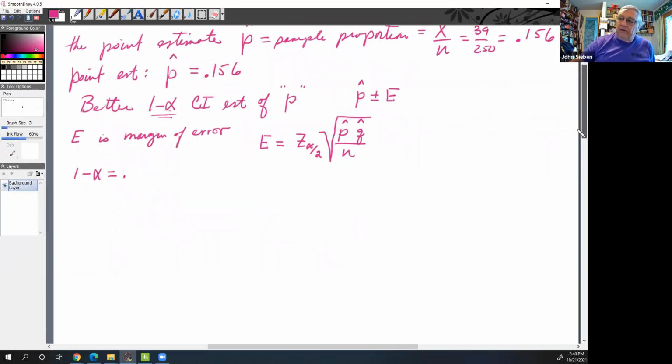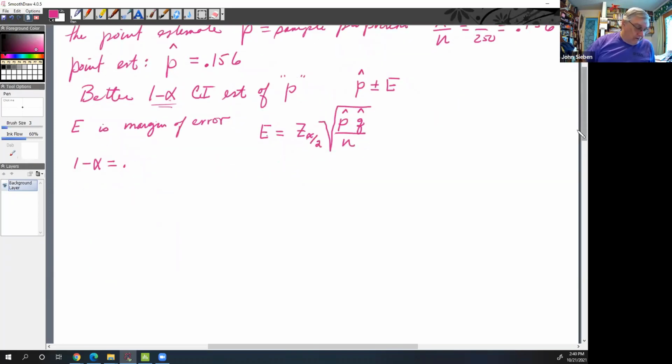Oh, I didn't, but let's give it a value right now. Let's call it a 98% confidence interval, so let's make it 0.98. Then alpha would be 0.02, and alpha by 2 would be 0.01. Now what we need is Z alpha by 2.